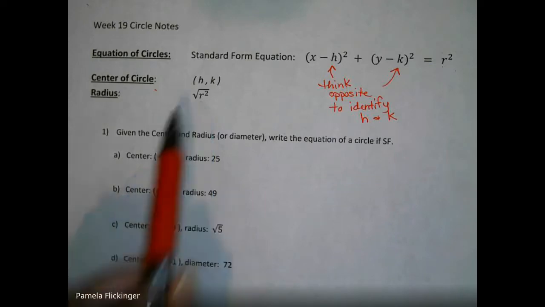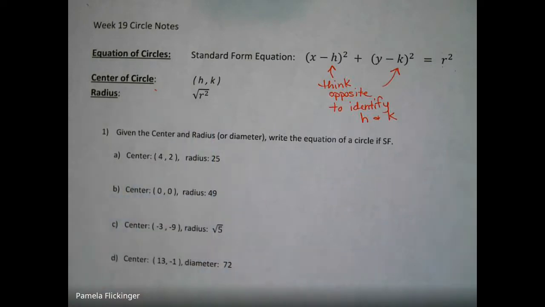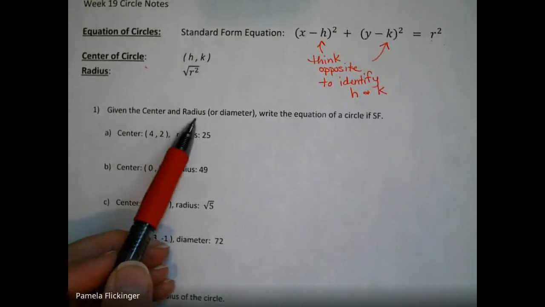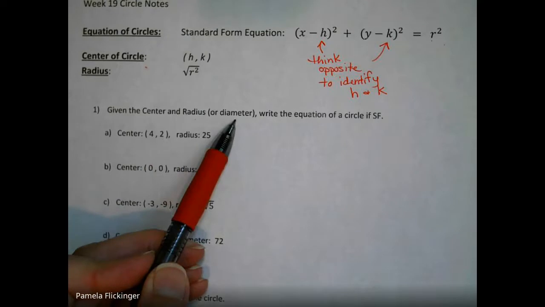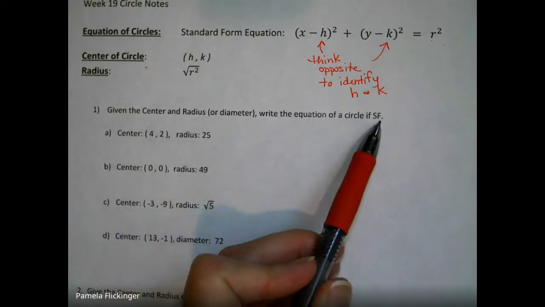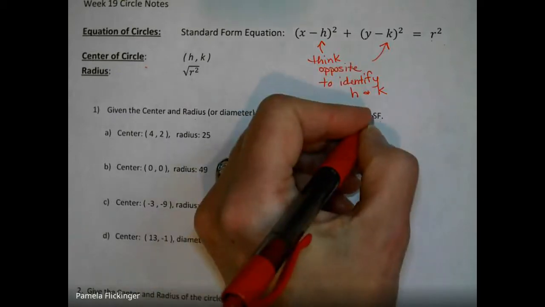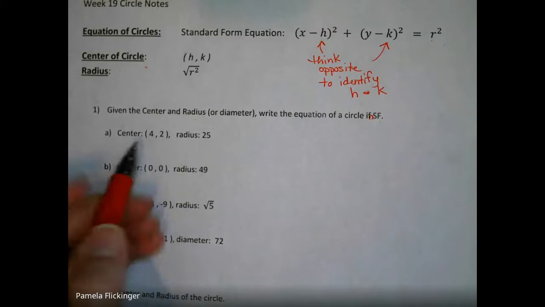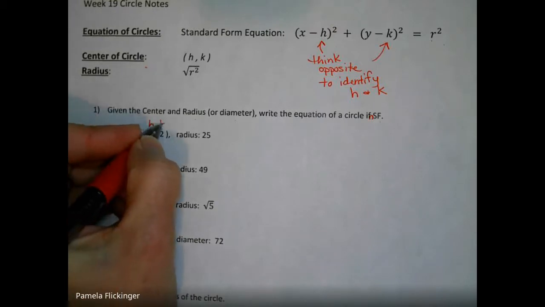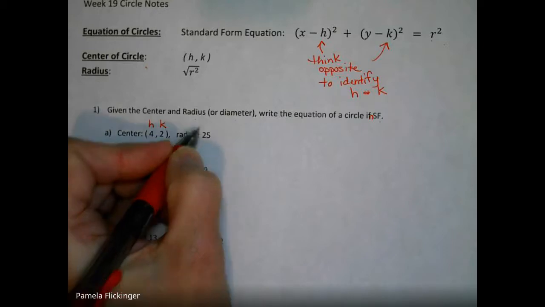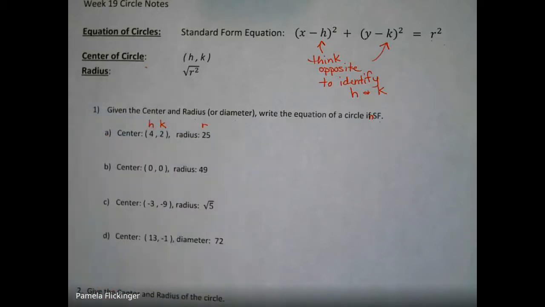All right, so let's just take a look. First, we're going to write the equation. So it says, given the center and the radius, or the diameter, so read carefully, we want to write the equation of a circle in standard form. If I'm given the center as 4, 2, that's my h and my k, and I'm told that the radius is 25, so this is r.